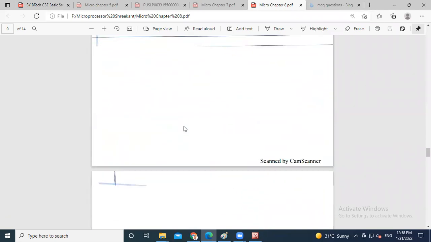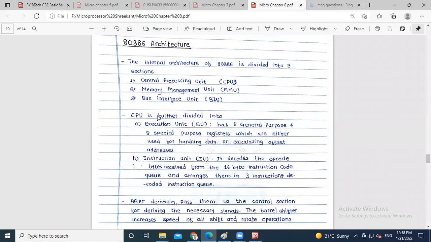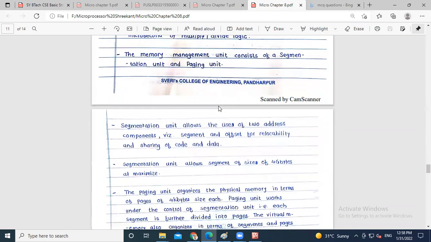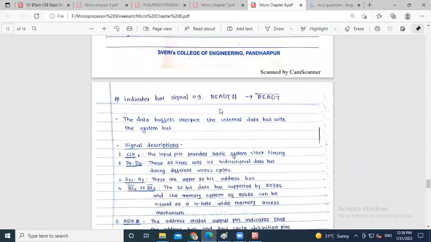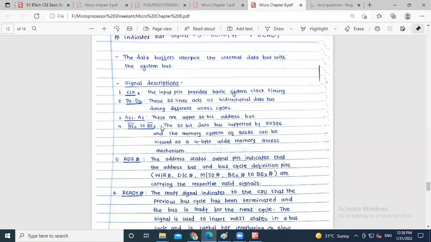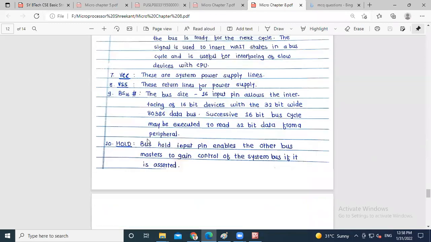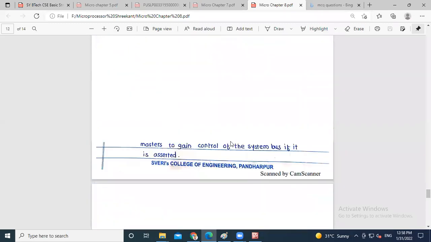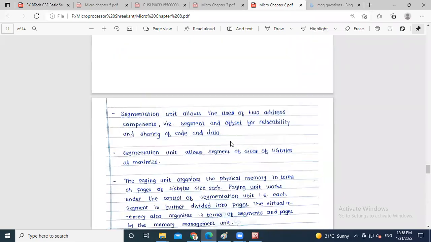Okay. So next is the architecture explanation only. That one we already did: central processing unit, memory management unit, bus interface unit. All these I already explained, just go through it. So this is all about the signals, and it indicates the signals. All the different kinds of clocks also, we will go through these clocks.